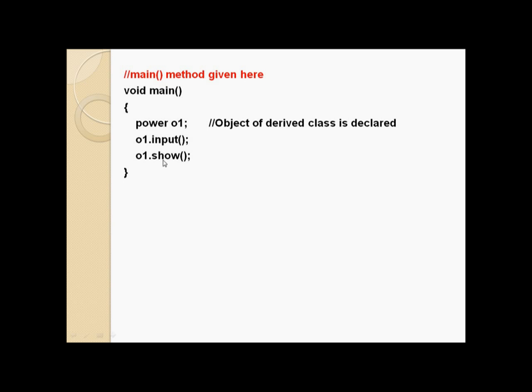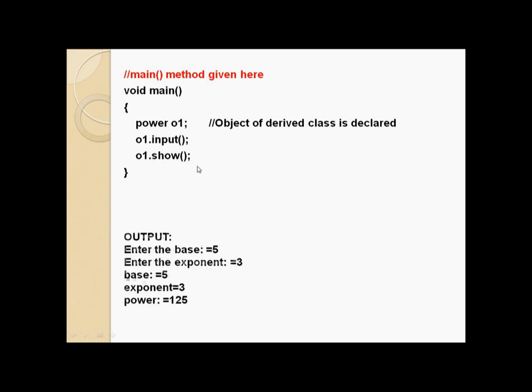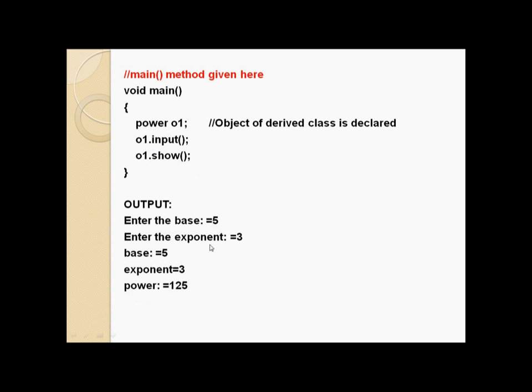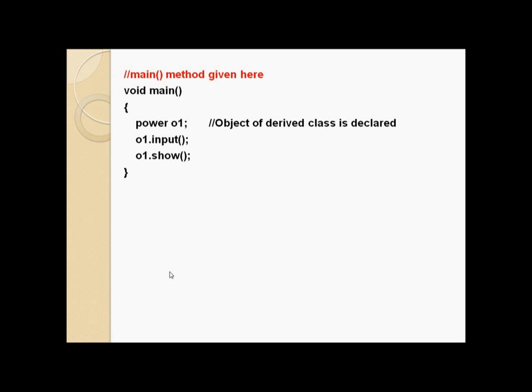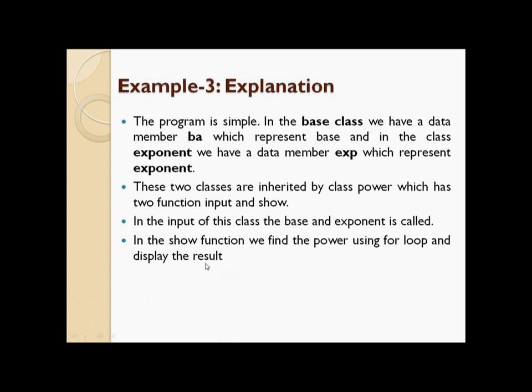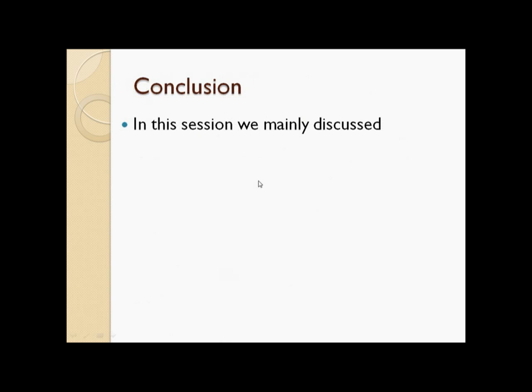So by calling these two functions with the help of the object, we can get the result. Here the base is 5 and the exponent is 3. These two things we are getting from the parent classes, that is base and exponent, and the power calculation is given in this child class. So at the end we are getting the result. The same explanation is given here, and this is the last slide of this session.